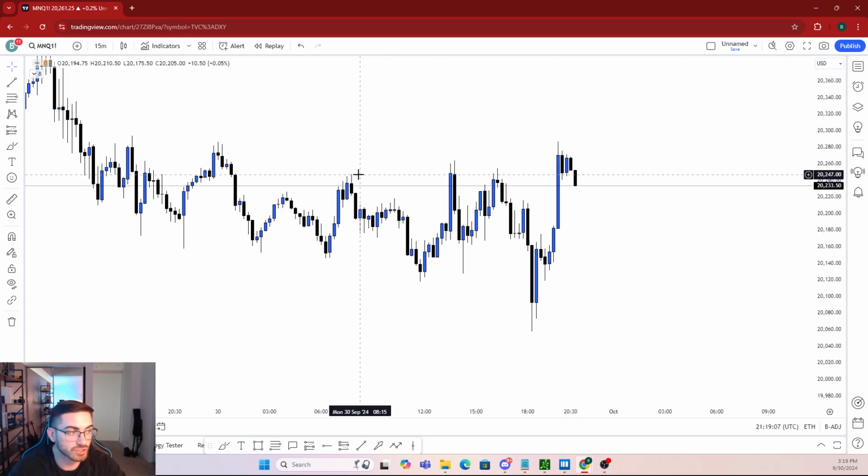Now, when it comes to actually looking for trades on these two names, there are three main ways that I find key levels in the market: supply and demand, Fibonacci, as well as support and resistance.